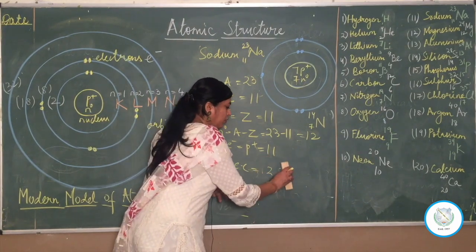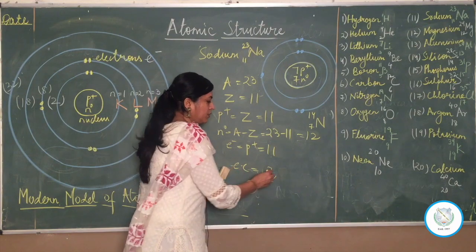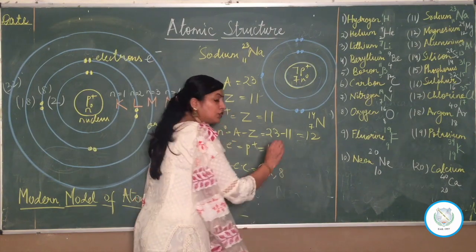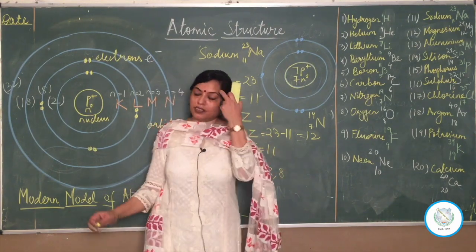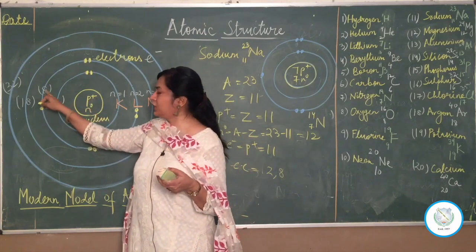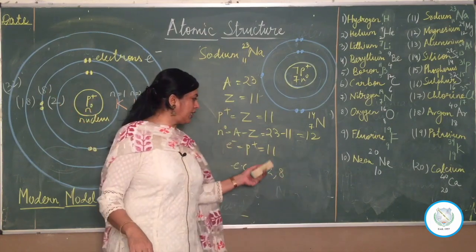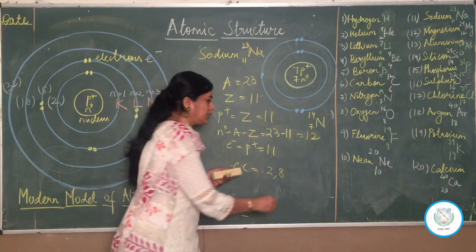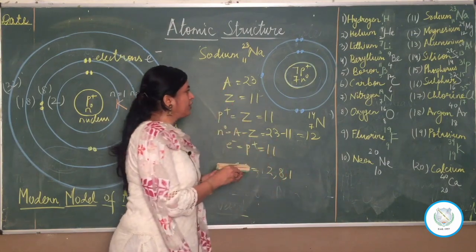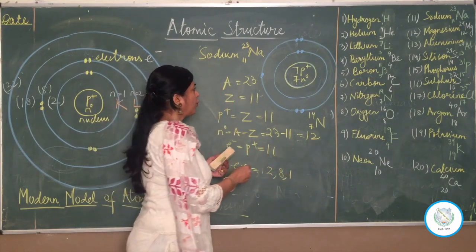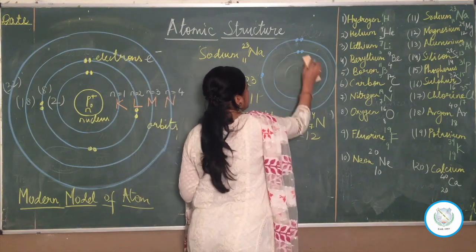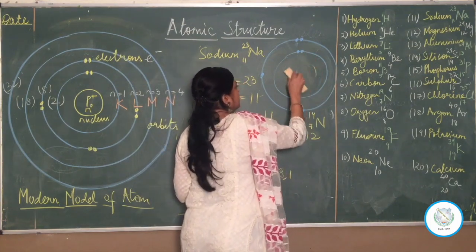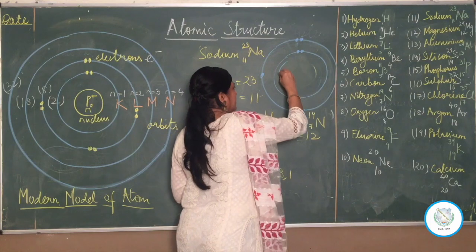And what would be the configuration? 2 of course is same. 2, 8. 2, 9 would be wrong, because what is the maximum number of electrons in the second shell? 8. So you can't do it 2, 9 because it's 11. 2, 8, 1. So when we will draw the shells for your sodium, we would be drawing 3 shells here instead of 2.